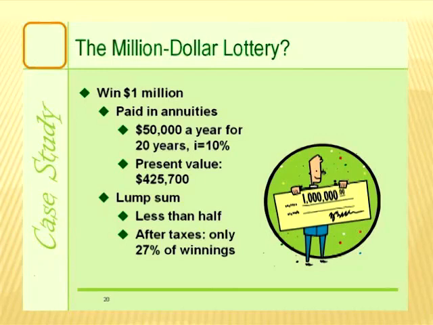Suppose you win $1 million in the lottery and your payment is $50,000 a year for 20 years. Is that really $1 million? Well, in fact, it's not. It's actually $425,700. And that is the value of that $50,000 for each of the successive years from 1 through 20.